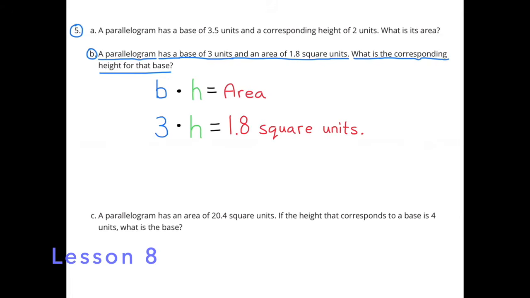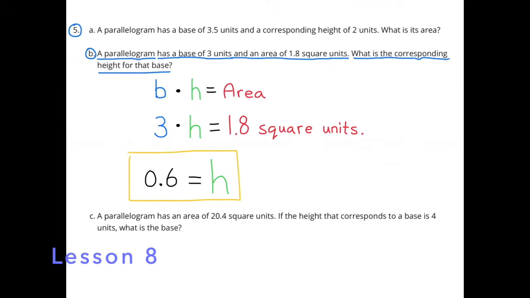And we can do that by dividing. 1 8/10 divided by 3 will tell us the height. 1 8/10 divided by 3 is 6/10. So the height would be 6/10 of a unit.